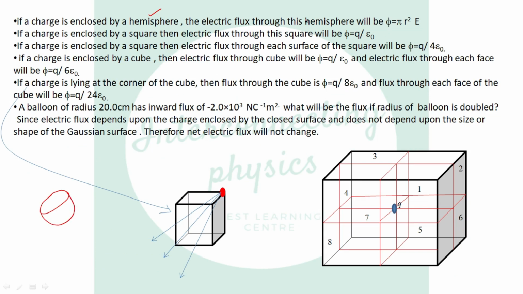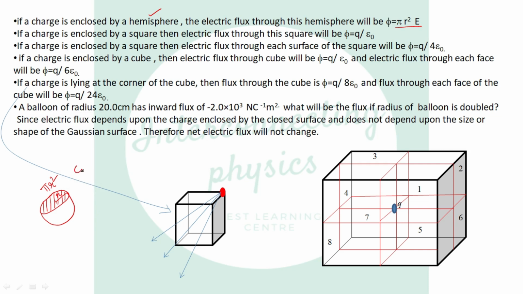Now if charge is enclosed by a hemisphere, let us say a hemisphere here, the electric flux through the hemisphere is pi r square into E. Now this part is a circle here. If the radius is r, what will be the area of this circle? It is pi r square.